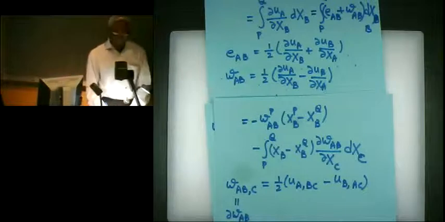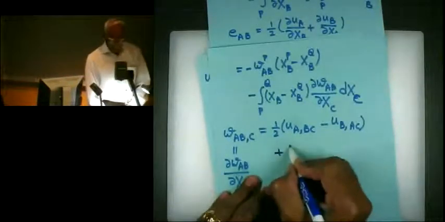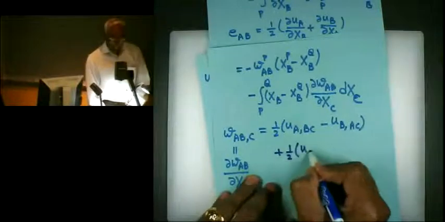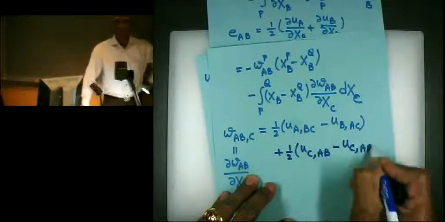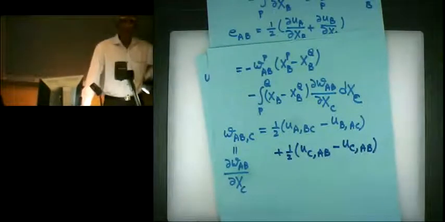Okay, so I'm going to add this UC comma AB and subtract UC comma AB. So basically I'm adding 0.